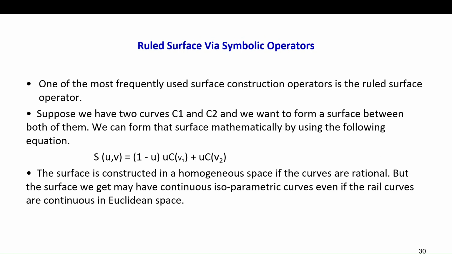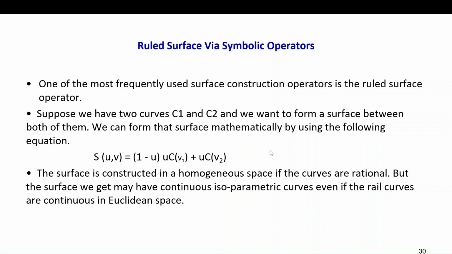And coming to ruled surfaces, we have symbolic operators. One of the most frequently used surface construction operators is the ruled surface operator. If we have two curves, C1 and C2, and we want to form a surface between both of them, then this surface can mathematically be represented as S(u,v) = (1 - u) C1(v) + u C2(v).